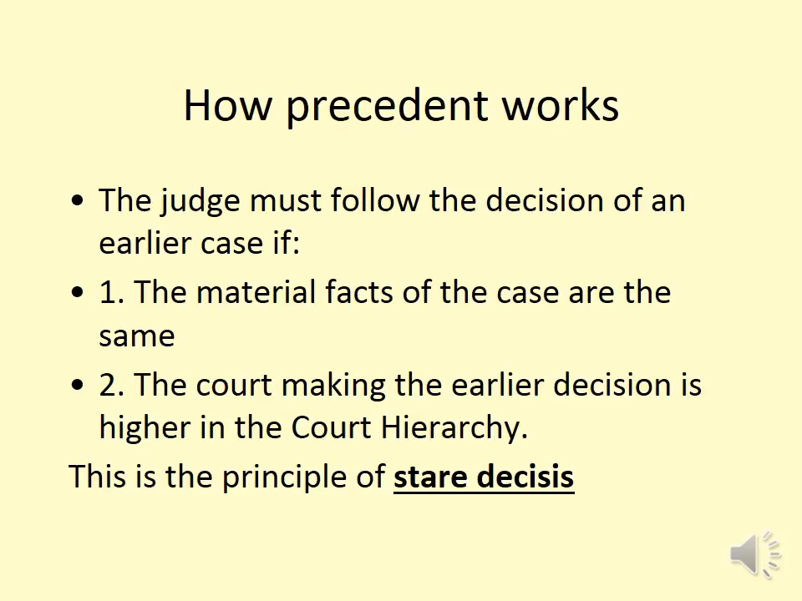And first of all, we need to go through generally what precedent is. So precedent is all to do with following previous decisions. And the judicial part means that it's to do with judges. So a judge must follow the decision of an earlier case if the material facts of that case are the same and the court making the earlier decision is a higher court in the hierarchy. And this can be summarised by a Latin principle called stare decisis, which literally translates to standing by your previous decision. So that's what precedent is. It's judges standing by the previous decisions that have been made before.